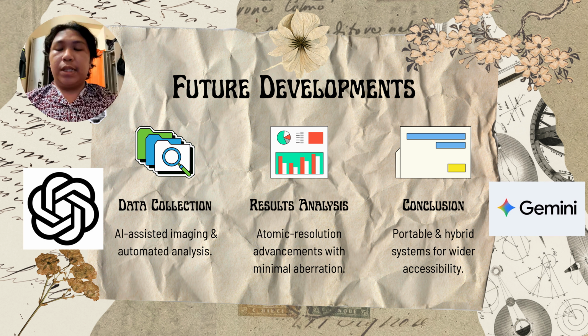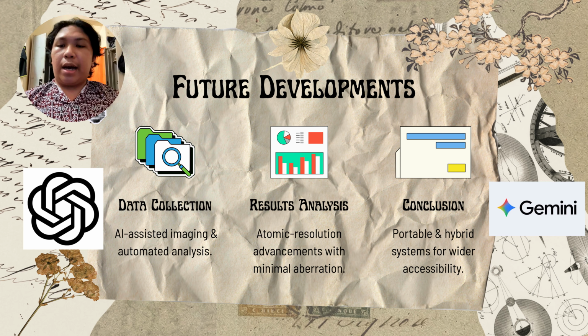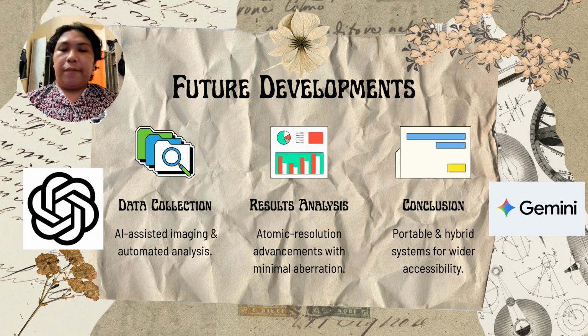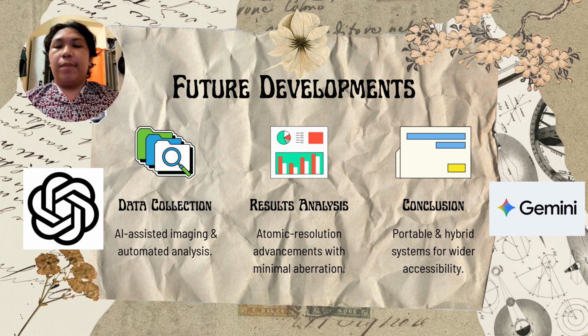For future developments, we have the first one, which is data collection. In terms of data collection, we can use AI-assisted imaging and automated analysis by using AI like ChatGPT and Gemini. For the second one, we have result analysis, atomic resolution advancement with minimal aberrations. In conclusion, portable and hybrid systems for wider accessibility.